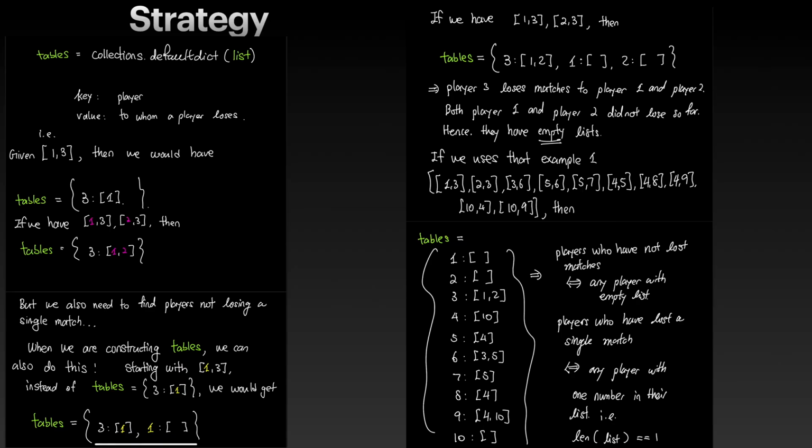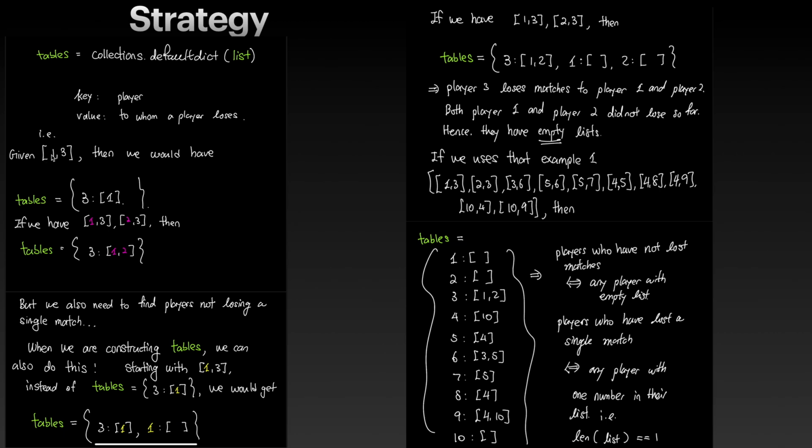So the way I did it is I created a list of lists. If you are used to Python, we can just use the defaultdict, and here I just set tables to be equal to collections.defaultdict, with a list as a parameter. In this case, the key will be the player, and the values will be the collection of all the players that this player loses to. So in other words, let me give you an example.